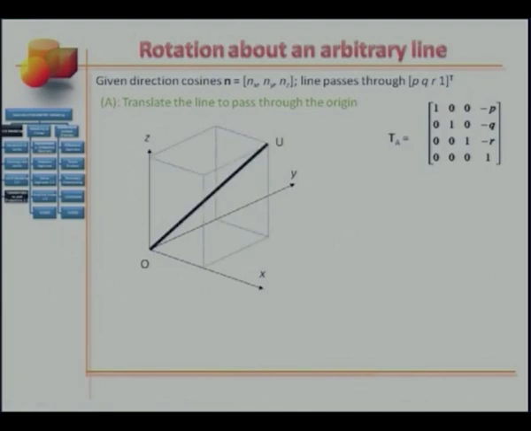Let's draw a block around this line. So Nx is this magnitude here, Ny is this length here, and Nz is this length. OU is one of the diagonals of this block.